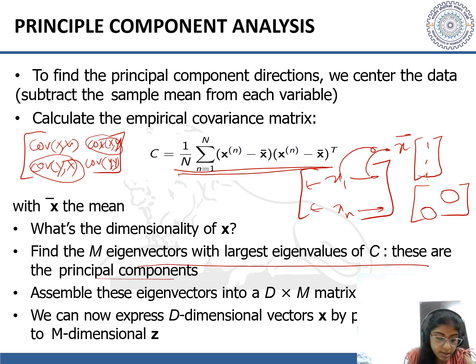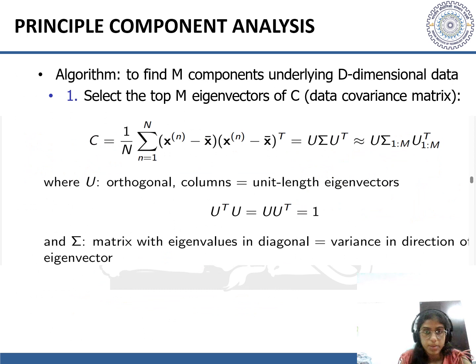Now, after considering the m eigenvectors, I will be reducing the current matrix into a d cross m matrix. Now, the d-dimensional vectors can be represented by projecting them into the m-dimensional space Z. Now I will be using principal component analysis and, according to that algorithm, I will be finding the data covariance matrix and reducing the d-dimensional data to m-dimensional data.